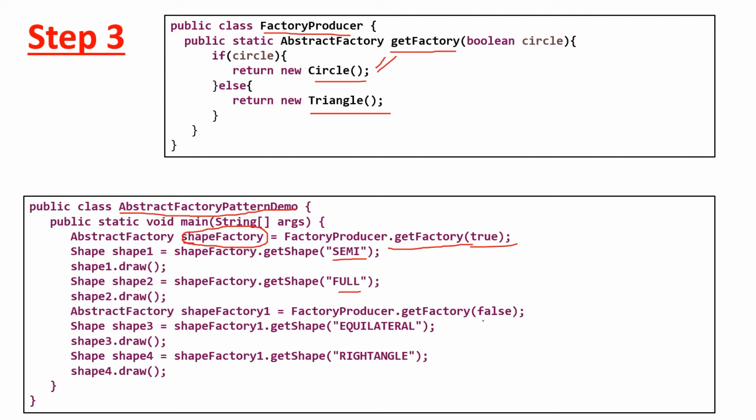Similarly, if you pass it as false, in this case it is going to create the triangle object, and if you pass it as equilateral, it is going to create the equilateral triangle, and if you pass it as right angle, it is going to create the right angle triangle. So this is all about your abstract factory pattern. Now let's run this code on Eclipse and see how these things are getting executed.